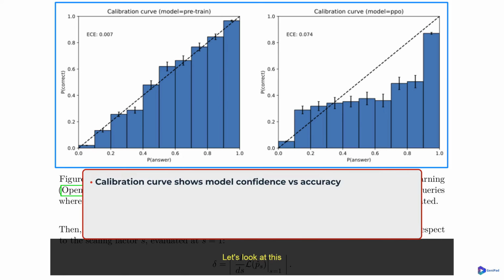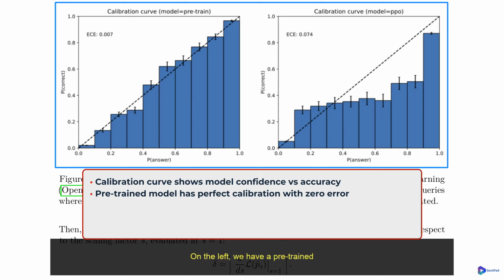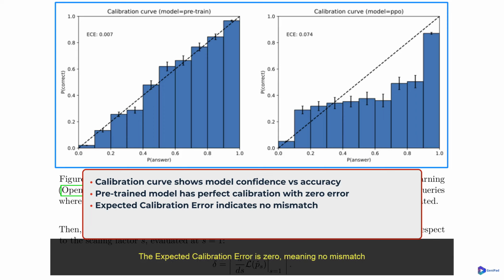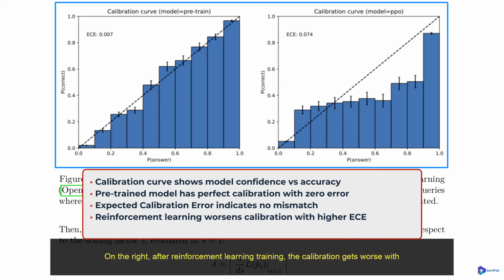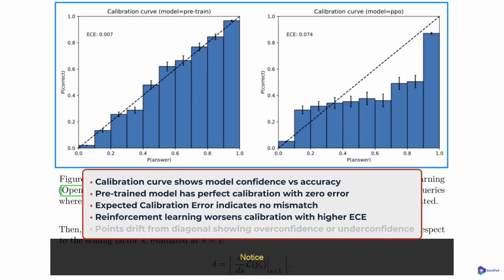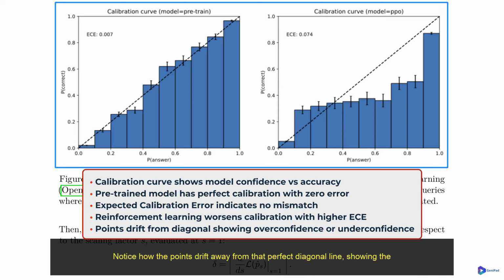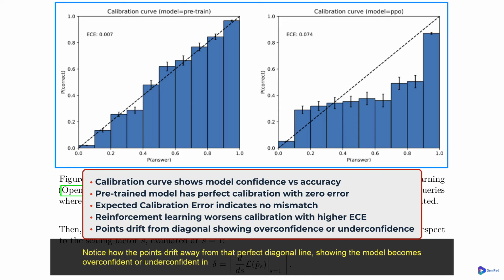Let's look at this calibration curve that shows how well a model's confidence matches its actual accuracy. On the left, we have a pre-trained model with perfect calibration. When it says it's 80% confident, it's right 80% of the time. The expected calibration error is 0, meaning no mismatch between confidence and performance. On the right, after reinforcement learning training, the calibration gets worse, with an ECE of 0.074. Notice how the points drift away from that perfect diagonal line, showing the model becomes overconfident or underconfident in its predictions.